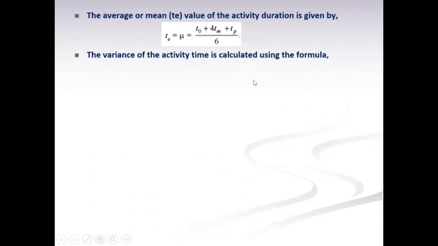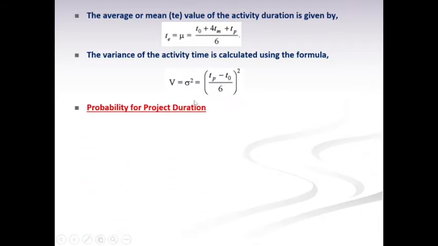And next we have to calculate the variance of the activity time by using the formula. It is sigma square, or we can use V, that is equal to ((TP minus TO) divided by 6) whole square. Here TP is pessimistic time and TO is optimistic time.